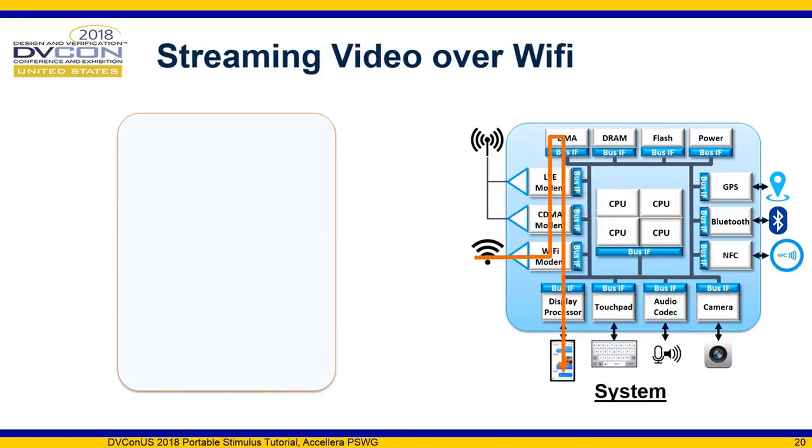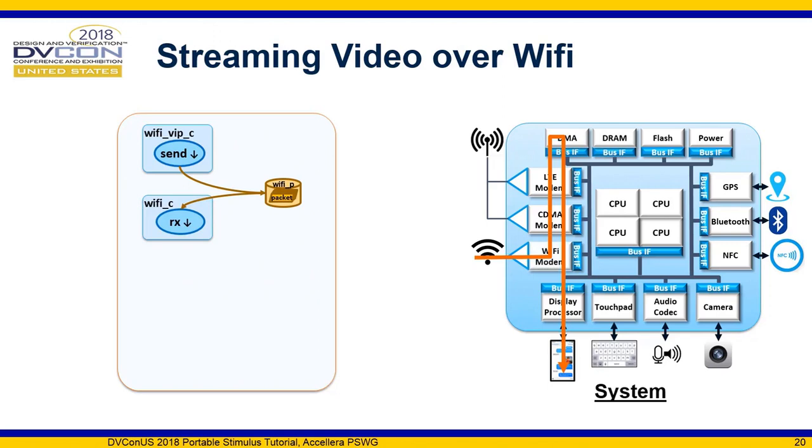Okay, streaming video over Wi-Fi. Very similar to what you've already looked at, and I'm not going to repeat the stuff, right? So we're going to have a VIP for the Wi-Fi, very similar to the model you looked at for the 2 modems. And it'll be bound to a Wi-Fi component that knows how to receive packets off of that VIP. Again, I'm not going to repeat it.